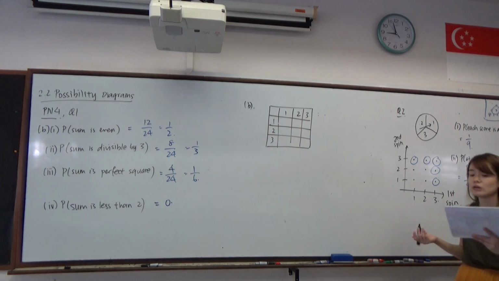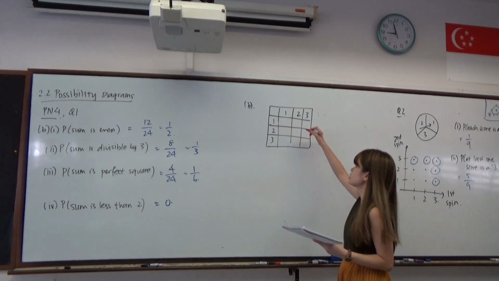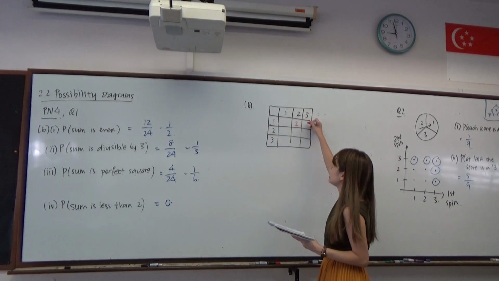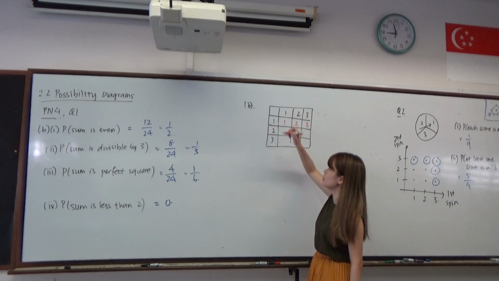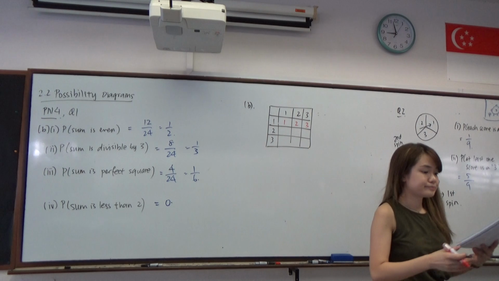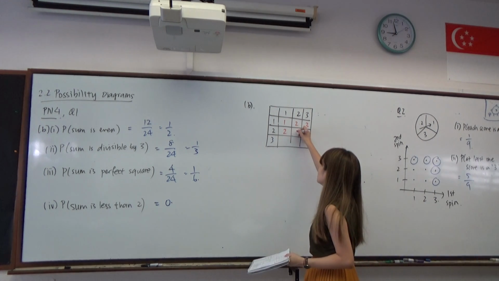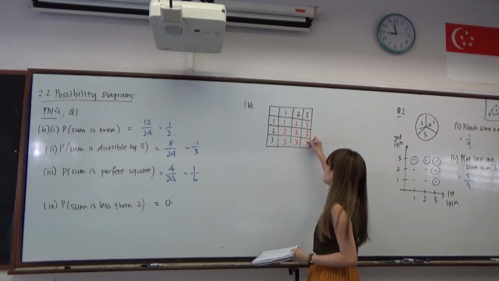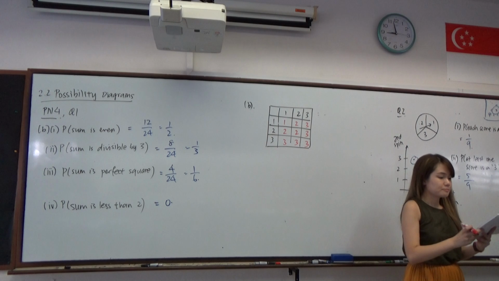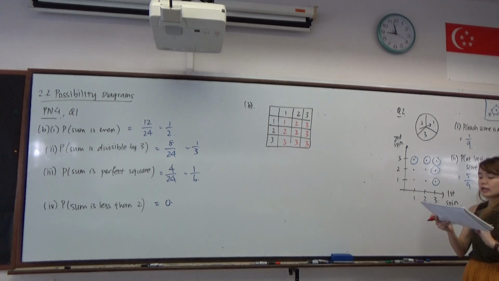Okay, so the final score is the larger one, right? If they are actually different. So in this case, this will give you 2 and this will give you 3. And if they are the same, 1, 1, the score will actually be 1. Then after that, this will be 2, this is 2, and then this is 3. 3, 3, 3. Okay, so this will be how the possibility diagram will look like.